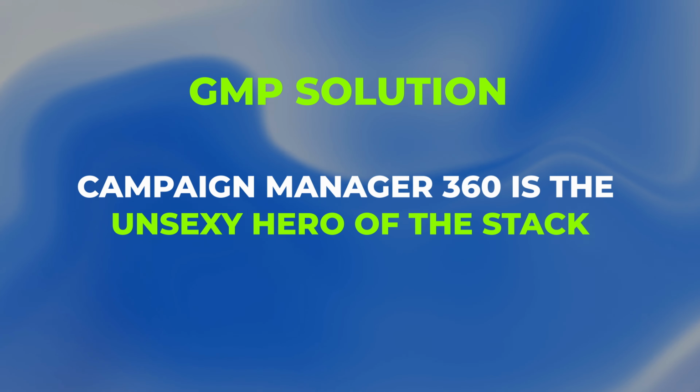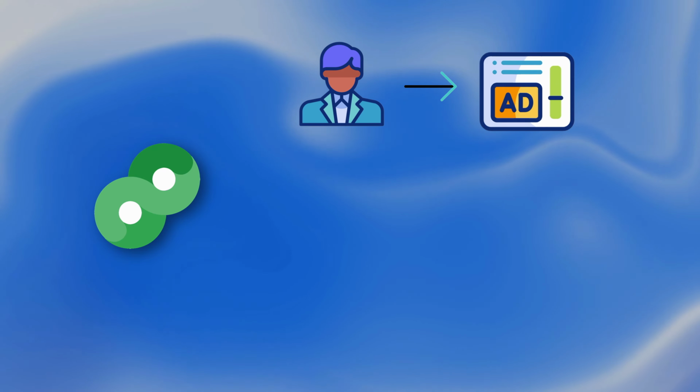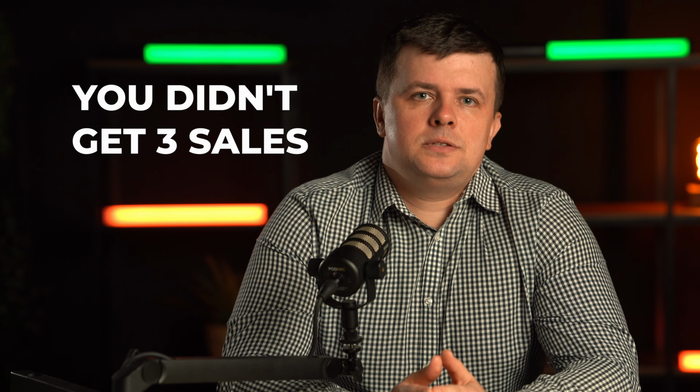The Google Marketing Platform solution, Campaign Manager 360. This is the unsexy hero of the stack. It's the source of truth. By wrapping your creatives in Campaign Manager tracking tags or using Floodlight tags across your site, Campaign Manager acts as the neutral referee. It sees the user clicked a Facebook ad on Monday, a display banner on Tuesday, and a search ad on Wednesday. It deduplicates the data. It tells you, no, you didn't get 3 sales, you got 1 sale. And here is the path the user took. Moving a client to Campaign Manager is how you move from guessing to financial accuracy.